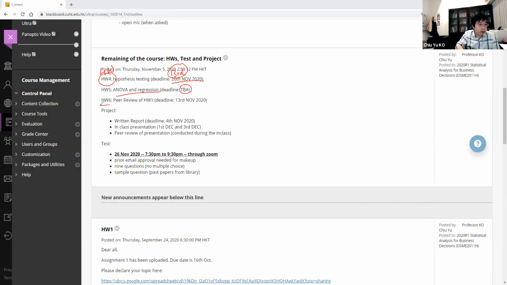So let's make the peer review homework 1, which has a deadline of next Friday, to be homework 6. If you have done it, then you are done with homework 6. Make sure you have done it because it's part of your homework.